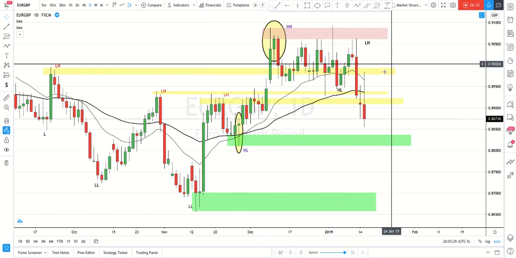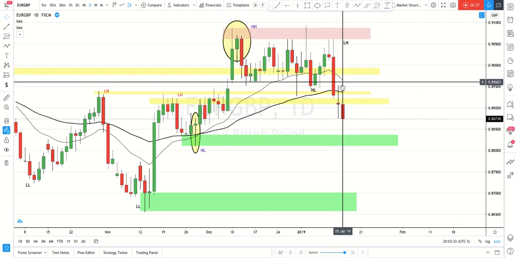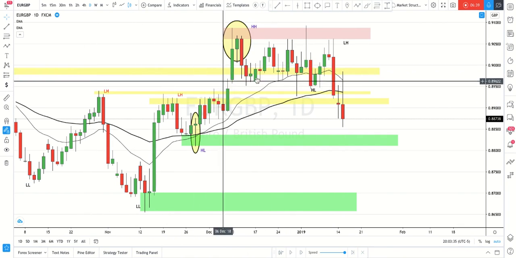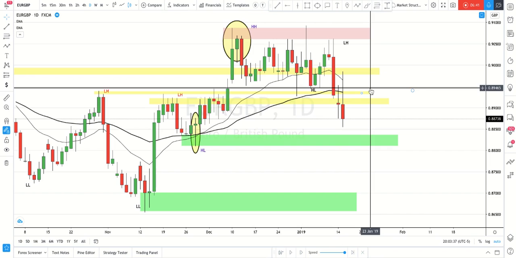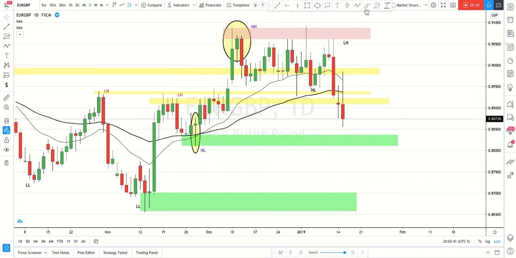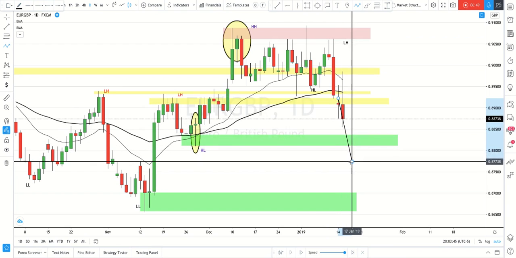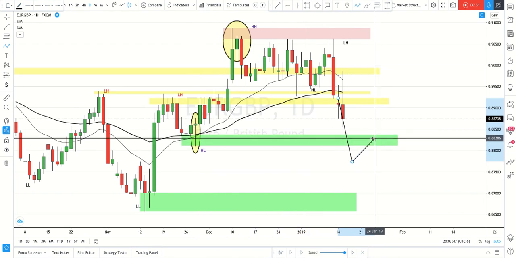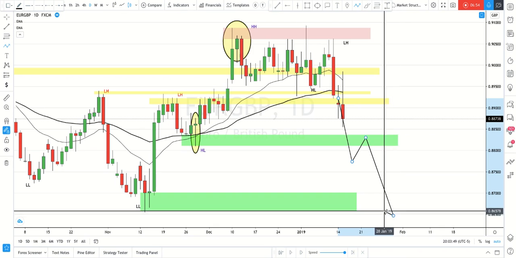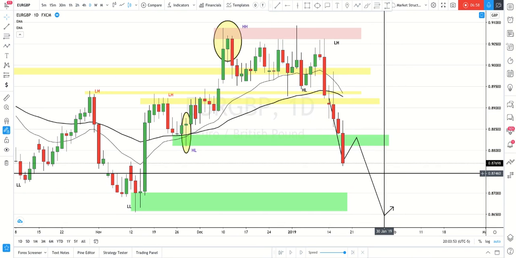So once we get to right here, you can see price open here, wicked up and rejected heavily from these past lower high resistance zones. So once we are finally back beneath the 50 moving average, what I want to see is for the market to come down, break this higher low support, come back and test it, and then make its move down to the downside. So let's see what happened.